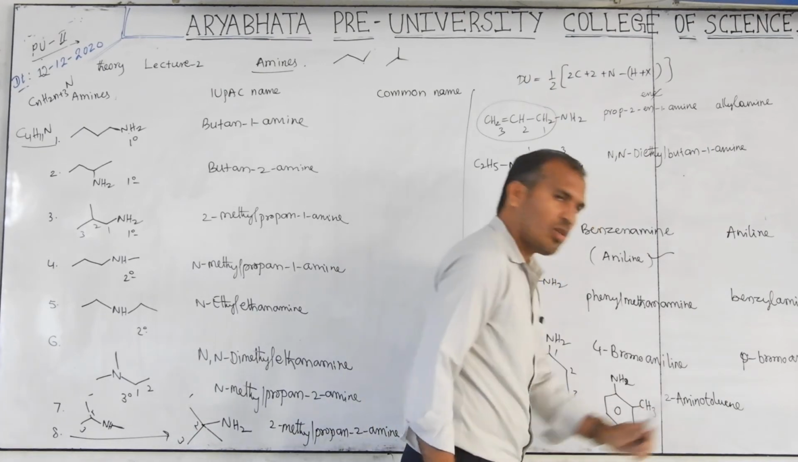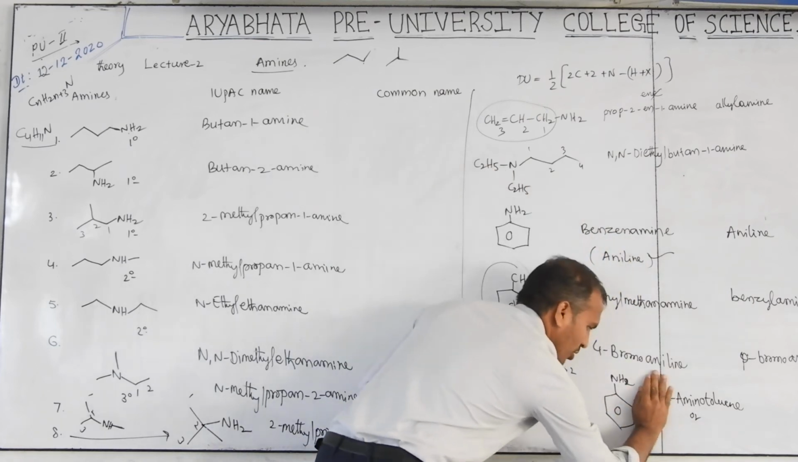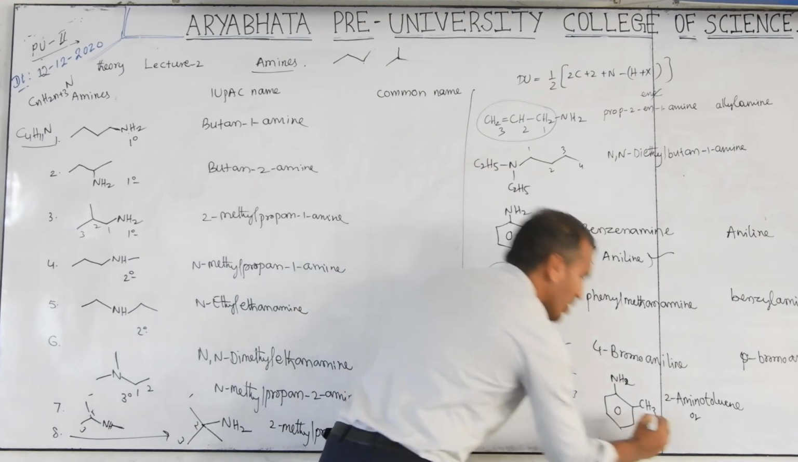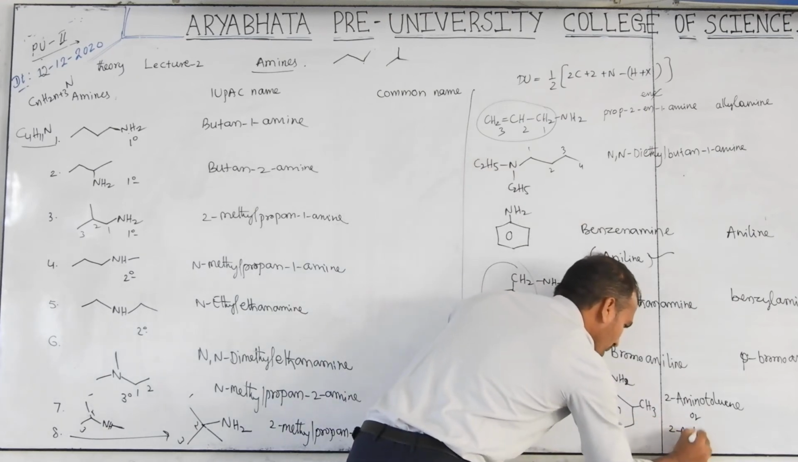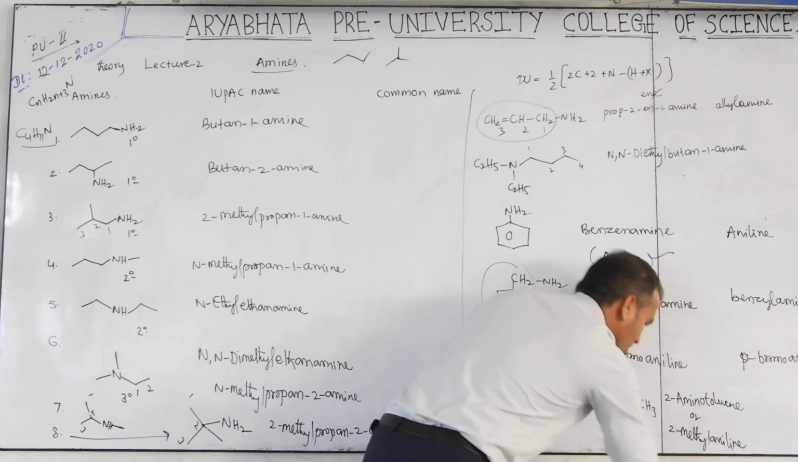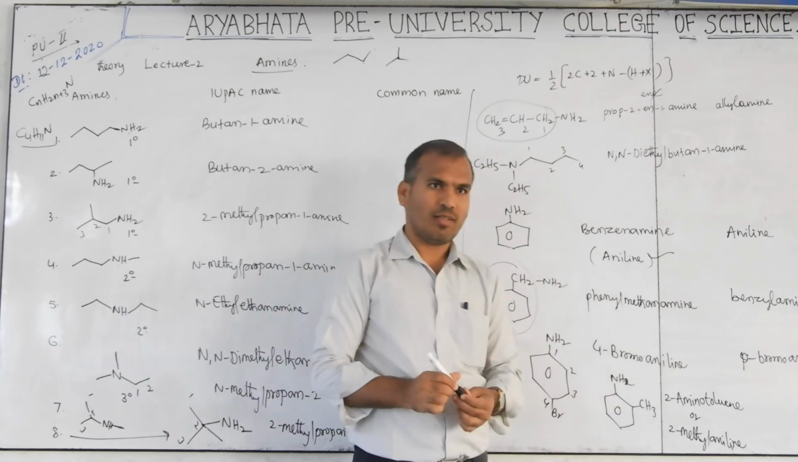Then 2-aminotoluene. Otherwise, you can write, if you consider the amine group as the IUPAC accepted group, then this will be the first, this will be the second. Then 2-methylaniline. Then which one is correct, sir? You may answer the question. Both are correct. Both correct.